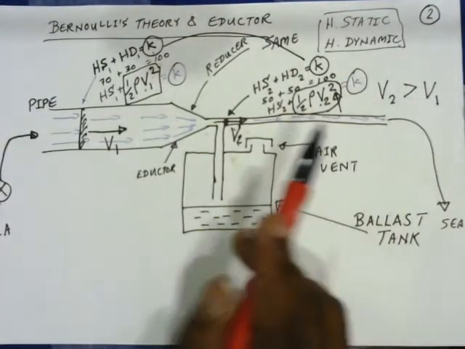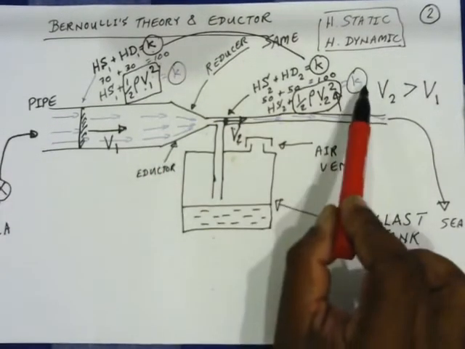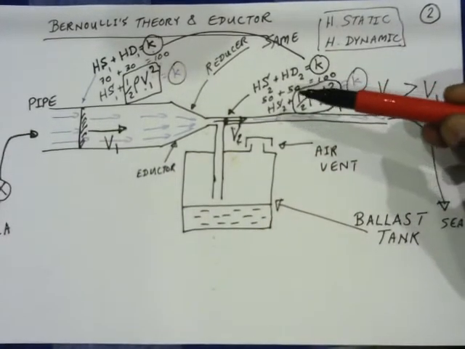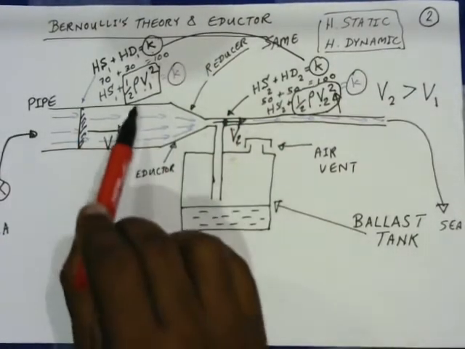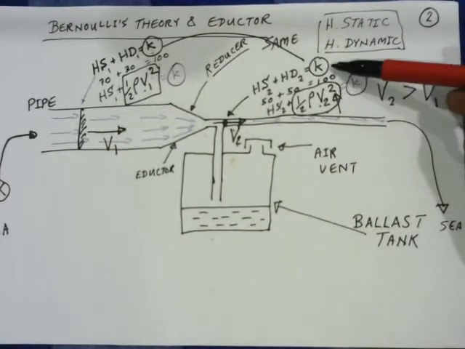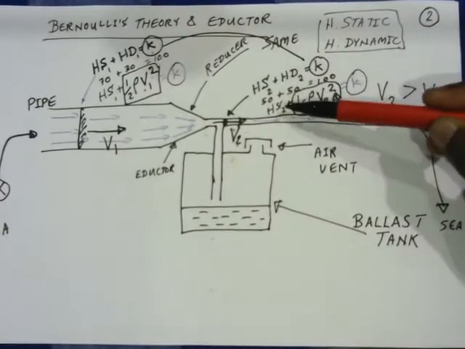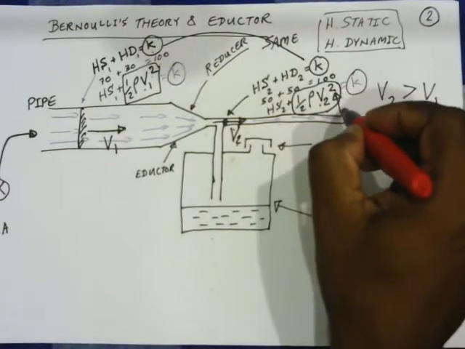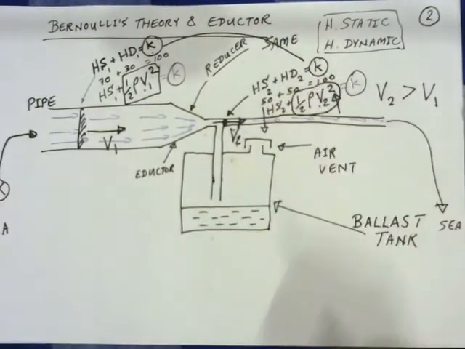But as per Bernoulli's theory, K, this constant, needs to be maintained. So in order to maintain this constant, what should happen to HS2 compared to HS1? Assume that this is going up, this one is increasing, but this one needs to be maintained. So when this is going up, this one should come down. When the dynamic pressure increases, hydrostatic pressure should decrease.